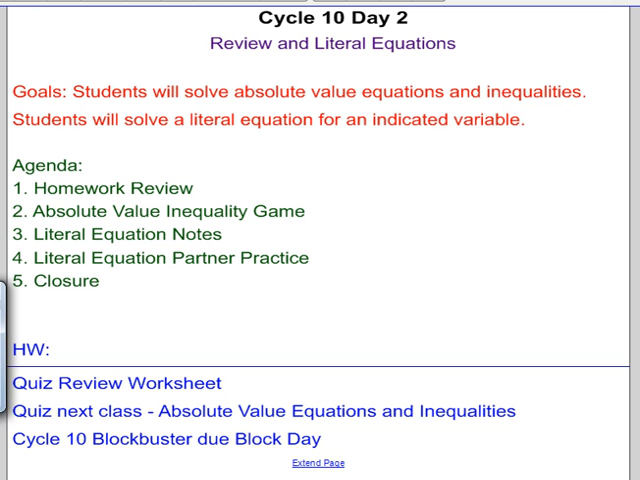So here's what we have on the agenda for today. I'm going to give you homework answers. You should have already done some absolute value practice, and then we're going to go through something called literal equations. Your homework, due next time we meet, is a quiz review sheet for the quiz on absolute value equations and inequalities. Keep in mind you have a quiz next class, and your blockbuster is not due until after Thanksgiving, okay?